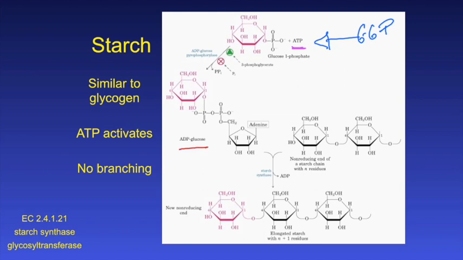ADP glucose. All right. Talk to your neighbor. How would the reaction occur to create that ADP glucose from the two reactants that you have, ATP and glucose 1-phosphate? In other words, where on the ATP is the attack and what attacks it?